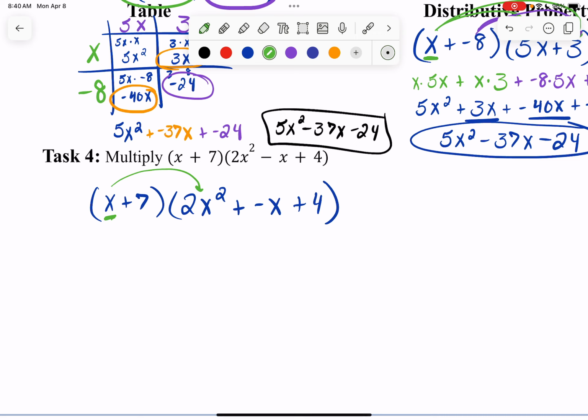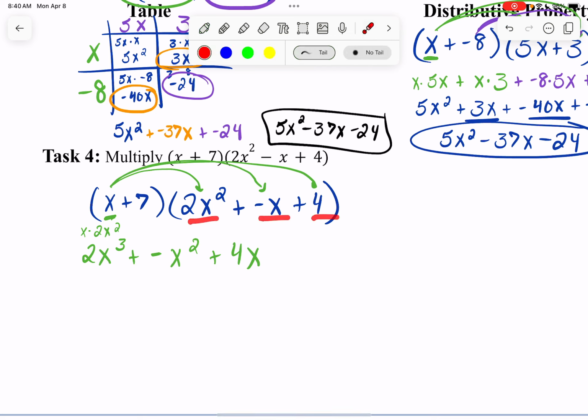So I have x times 2x to the second. I would end up with 2x to the third because I've got 3 x's. I'm doing that multiplication in my head. If that's tough for you, you can go ahead and rewrite it. Now I'm taking x times a negative x, which is going to give me negative x to the second. x times x is x to the second. Positive times negative is negative. Now I'm taking x times 4, which is 4x. So I multiplied all three of these terms by the x.